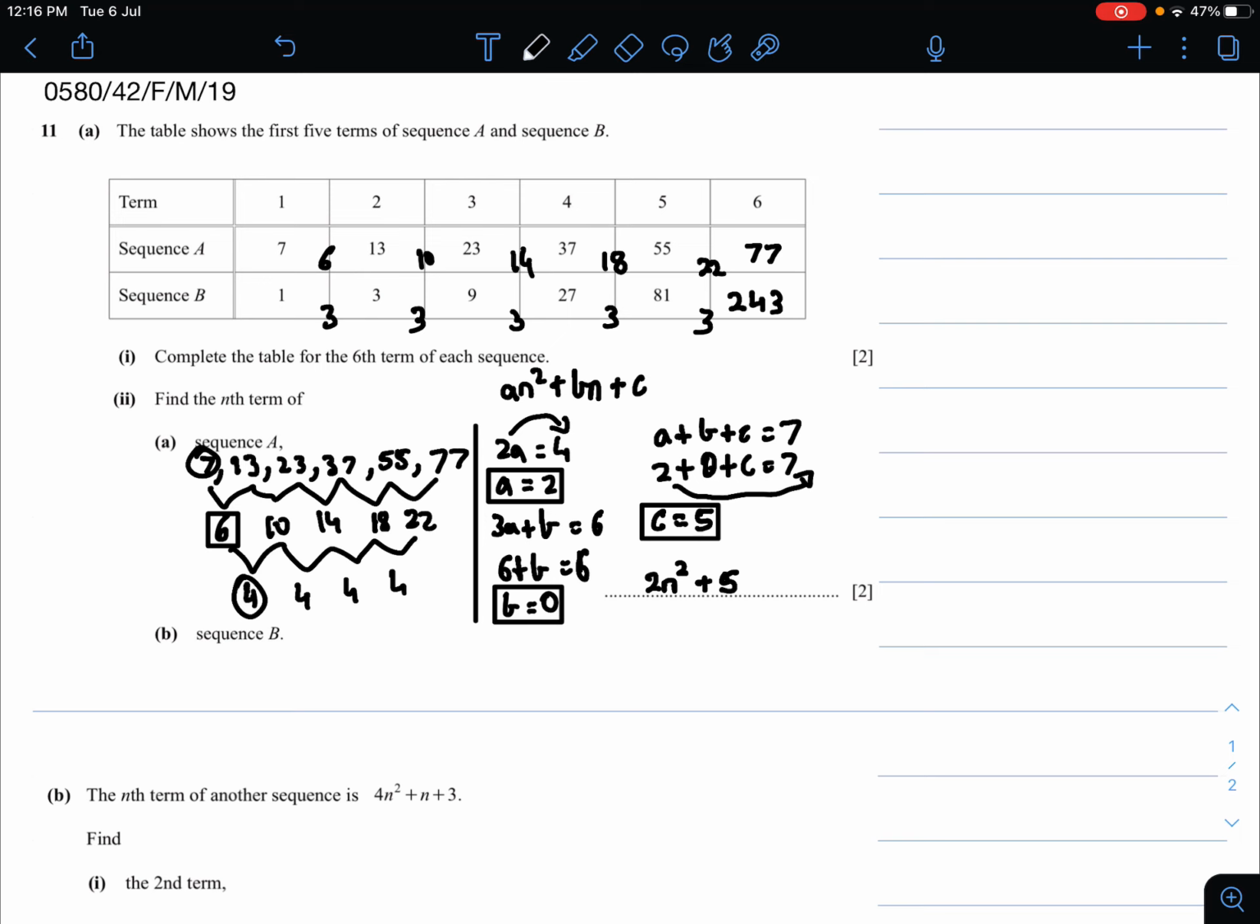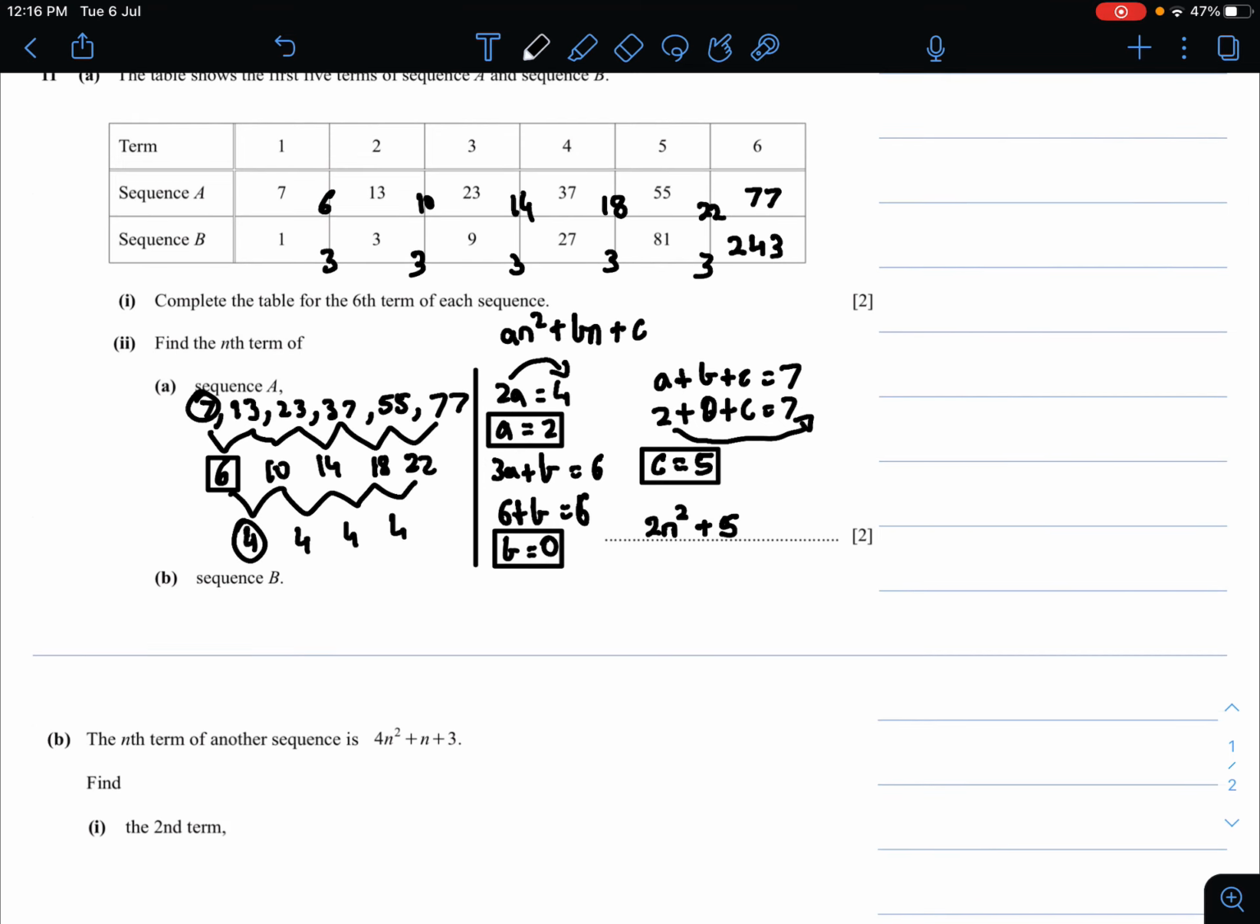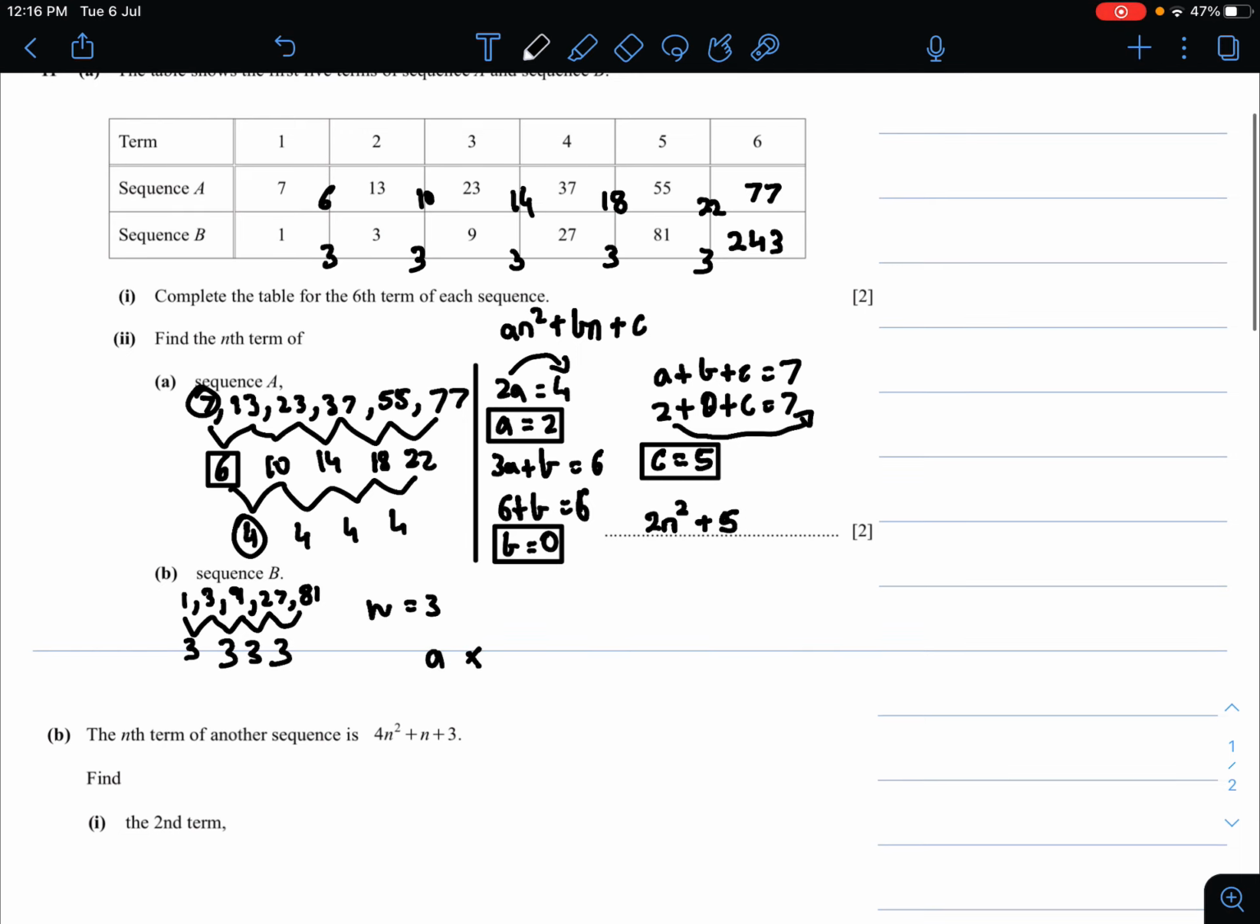Now let's move on to sequence B. 1, 3, 9, 27, 81, 243. As we have found out that the common ratio is 3, and we know the formula is a, which is the first term, multiplied by the common ratio raised to n minus 1.